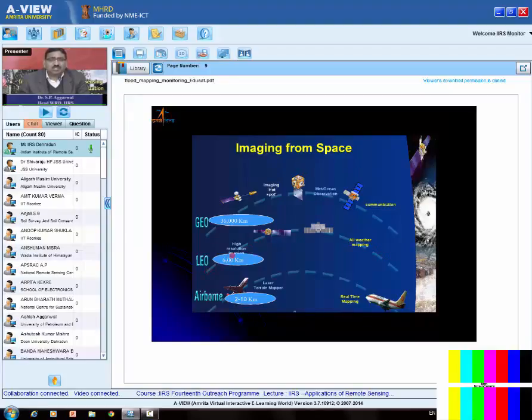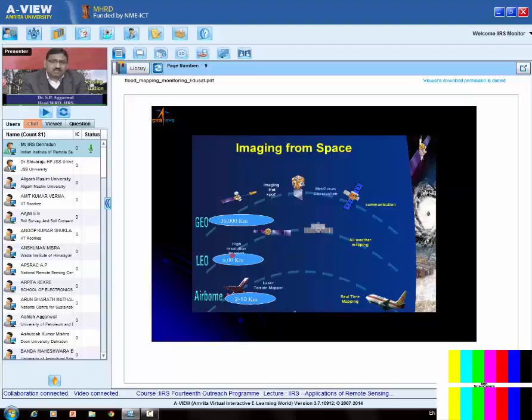This is known as the LEO orbit, or generally polar orbiting, because it orbits from pole to pole. Once it orbits, it takes some time, like 90 or 100 minutes. By that time Earth will move, so the next time it comes, it will capture another area. So repeativity may be 21, 22 or 23 days, sometimes 5 days, to cover the same area. The advantage is very high resolution. The disadvantage is poor repeativity, maybe 20, 10 or 5 days.